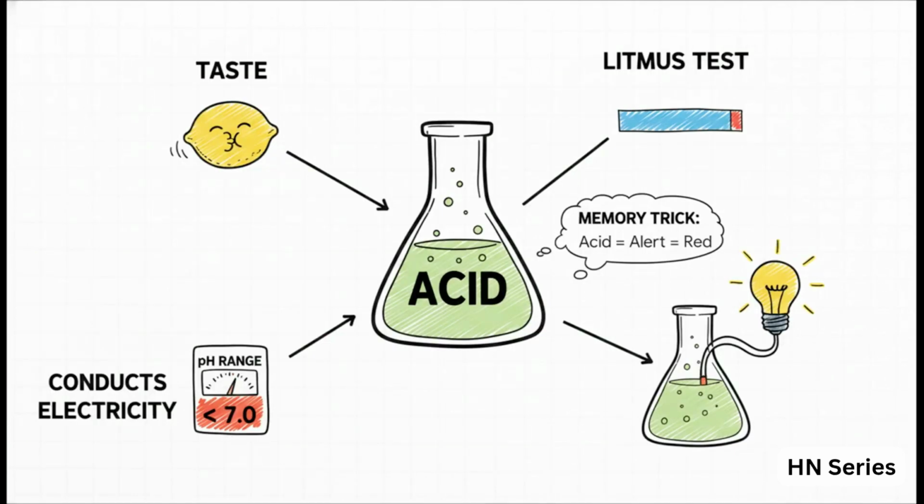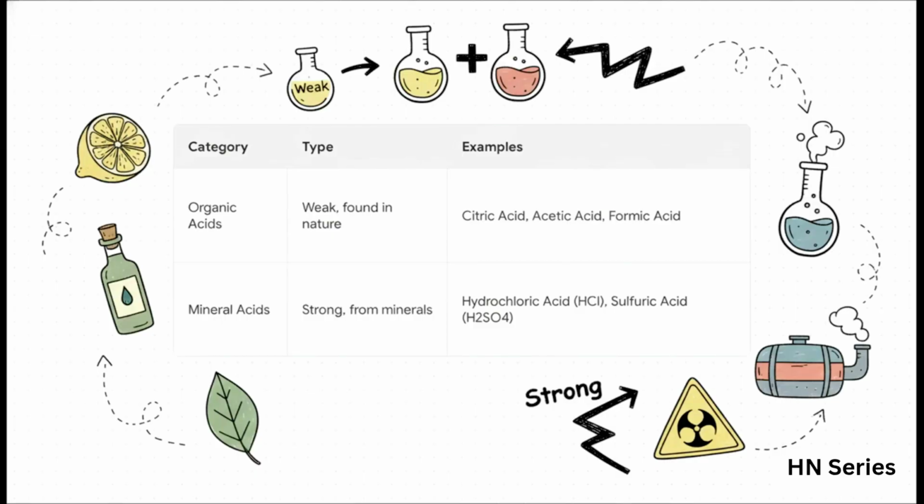Okay, so how do you spot one? Well, you've got the sour taste, right? But they also conduct electricity in water and have a pH that's less than 7. But the real classic test is with litmus paper. And I've got a great little memory trick for you here. Think acid is like an alert. And what color is an alert? Red. So acids turn blue litmus paper red. Simple as that.